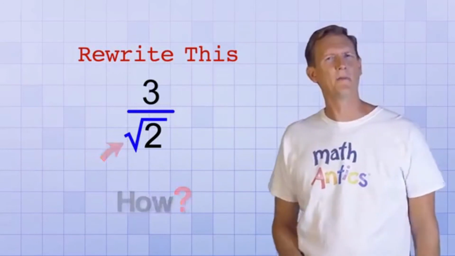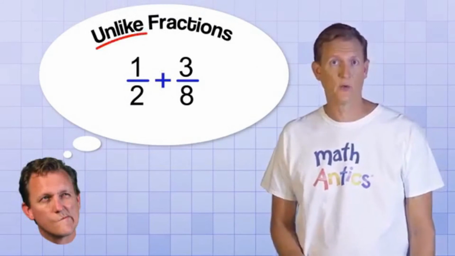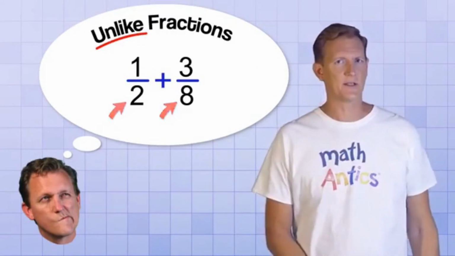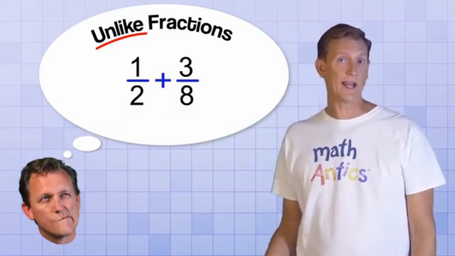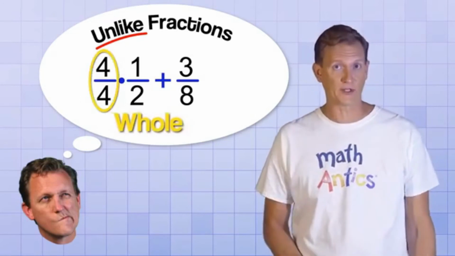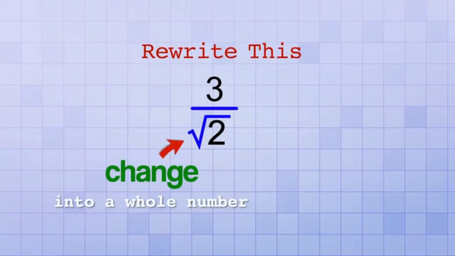Well, think back to when you learned how to add or subtract unlike fractions, which means fractions that don't have the same denominator. In those cases, you needed to change the fractions to like fractions by multiplying one or both of them by a special whole fraction. We can apply that same idea to change the denominator of this fraction into a regular whole number instead of a root.